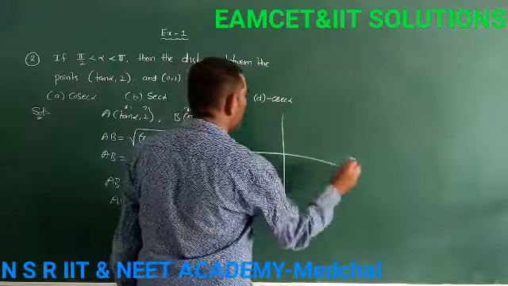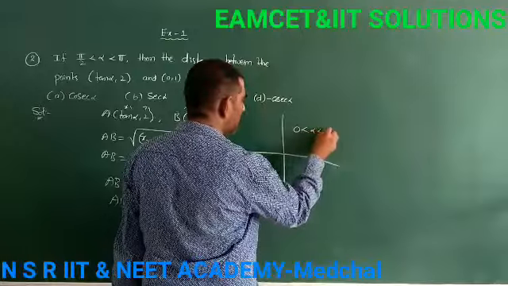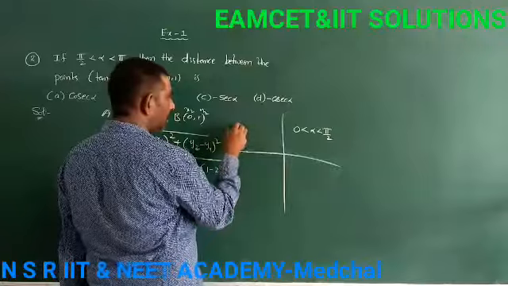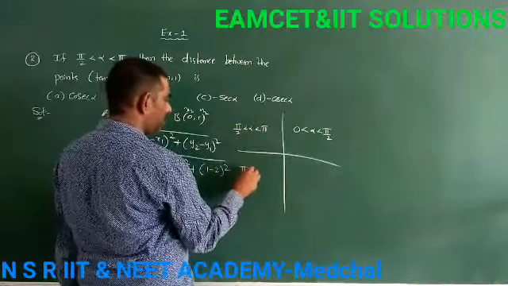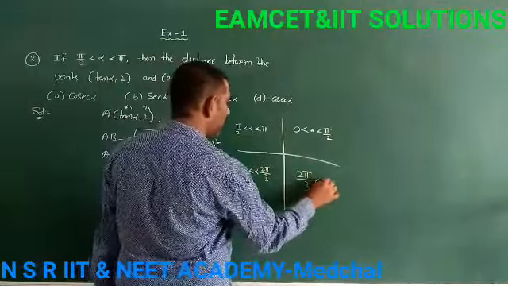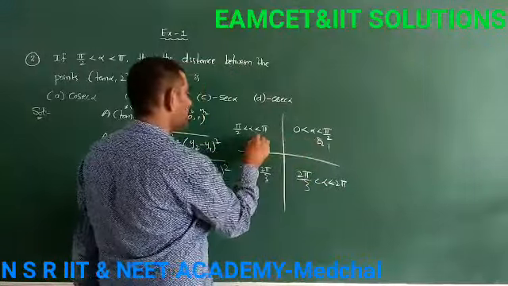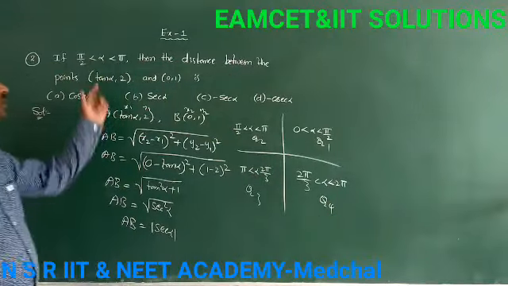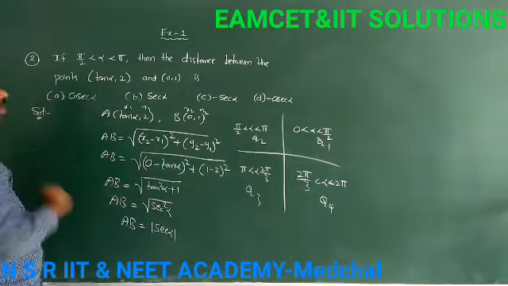We have 4 quadrants. In the first quadrant the value is between 0 to 90. In the second quadrant between 90 to 180. Next 180 to 270, next 270 to 360. So this is the first quadrant, second quadrant, third quadrant and fourth quadrant. Now our condition is present in the second quadrant: pi by 2 less than alpha less than pi.